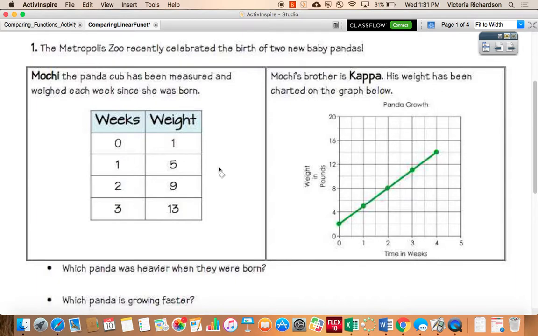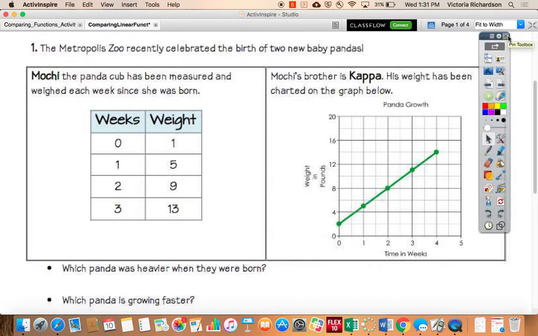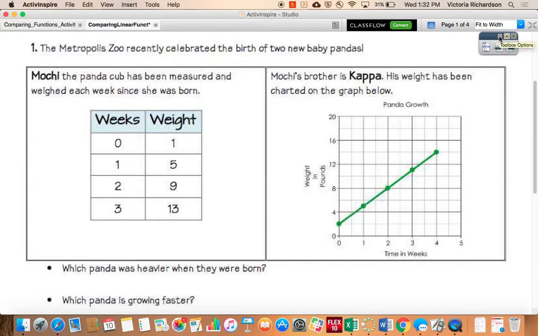So the first question says, which panda was heavier when they were born? So we have to look here, because this is when the panda was born, and this is when the other panda was born. So at 0 weeks, this panda weighed 1 pound, and at 0 weeks, this panda weighed 2 pounds. So since this is 2 pounds, and this panda was heavier, your answer would be Kappa for the first question.